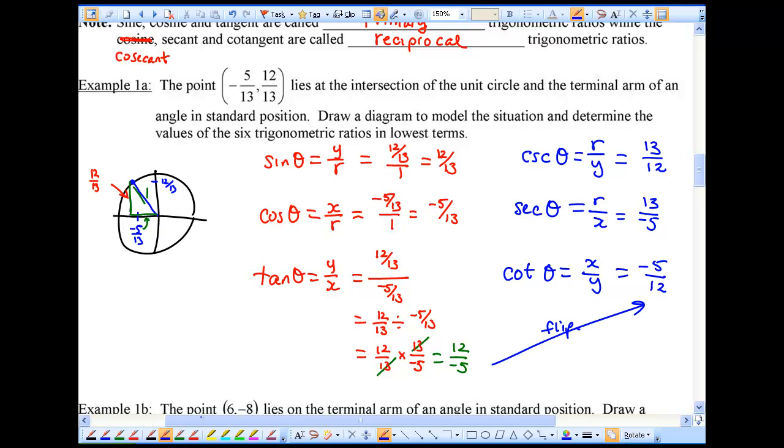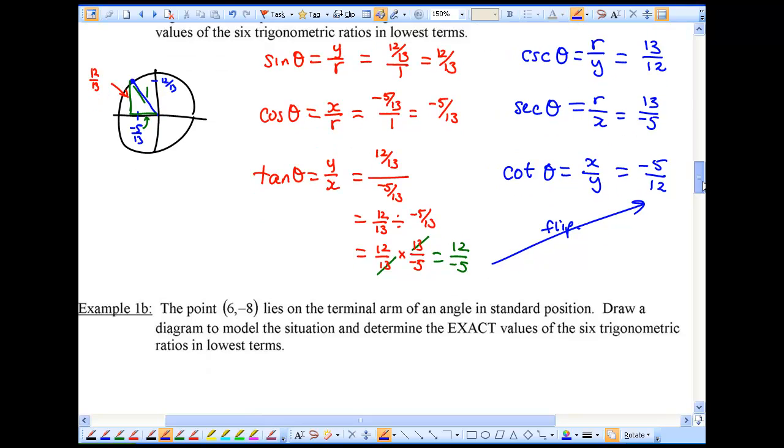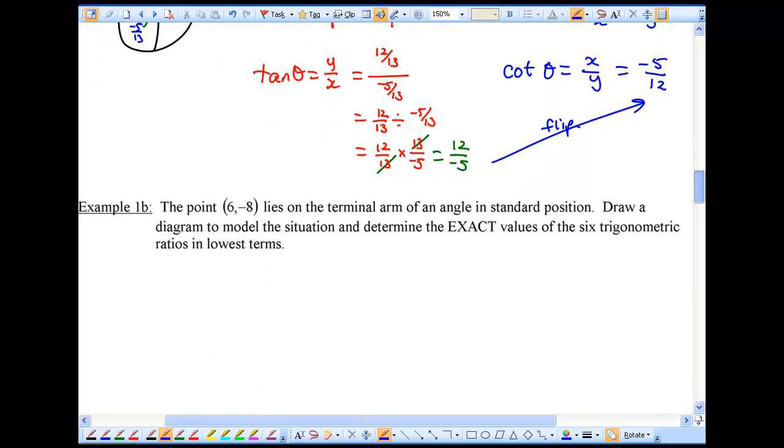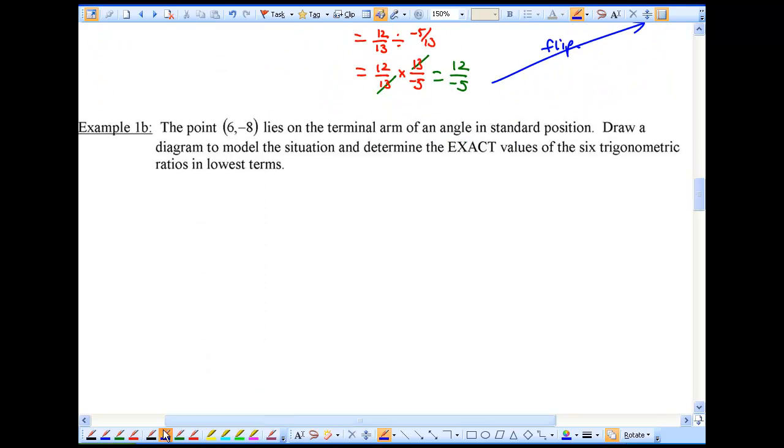Okay? Done. So, as practice, I'm going to ask you to do example 1b. This one's a little bit different because it's not on the unit circle, but nonetheless, it's the same. I'll help you with the first part, and then I'm going to ask you to write out all those 6 ratios. Okay?